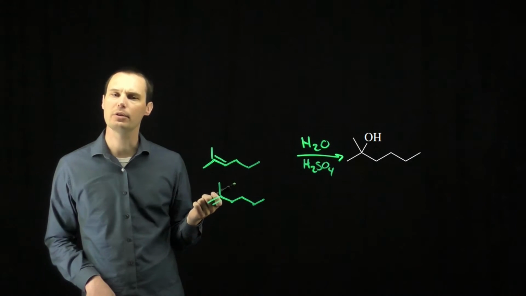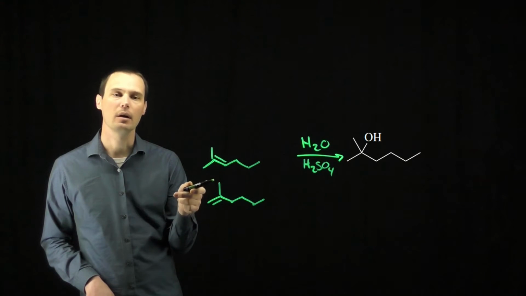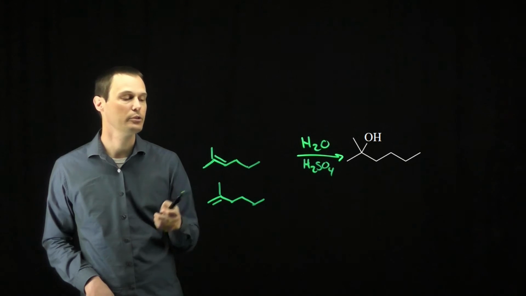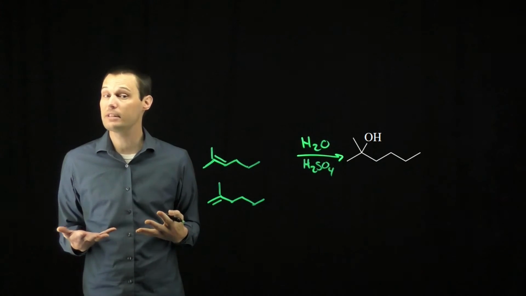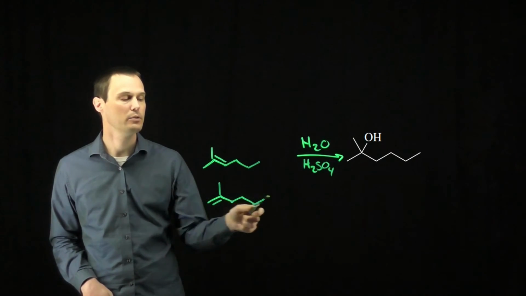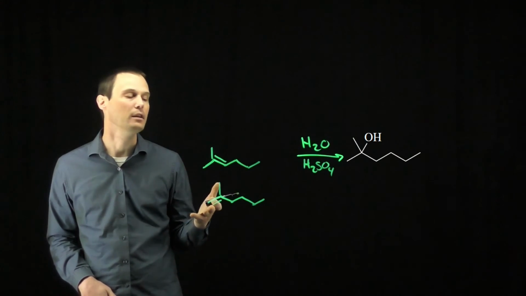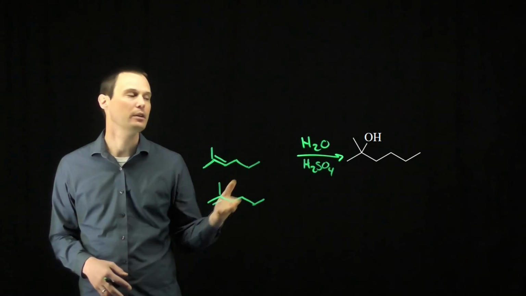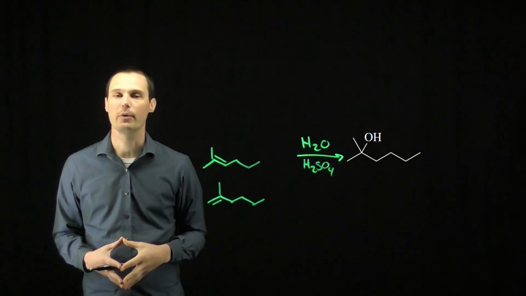Now, you might be thinking there's a third one, where if we had the alkene between the carbon and the methyl group off of carbon number 2, that could be a third possibility. Actually, it's not. It's just a rotation of this one. It's still the same. If we were to name both of those molecules, they would both be 2-methylhex-1-ene. And so there's really only two unique alkenes that would give this alcohol upon treatment with acid and water.